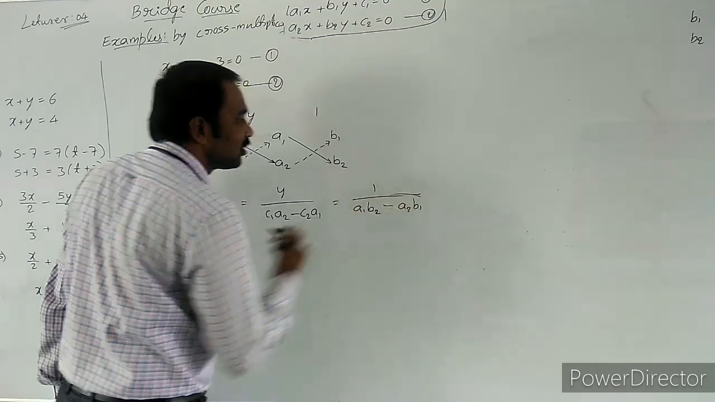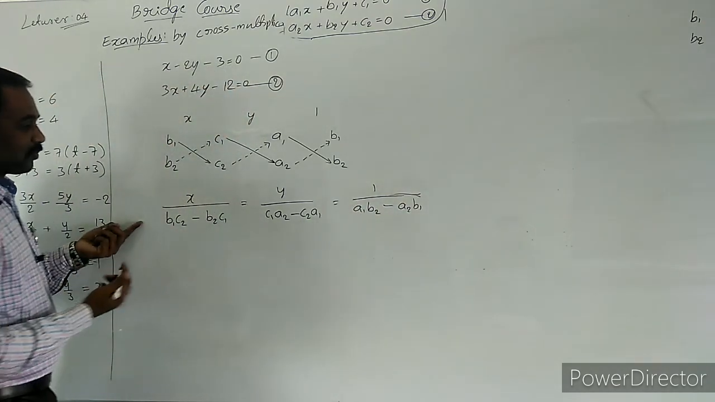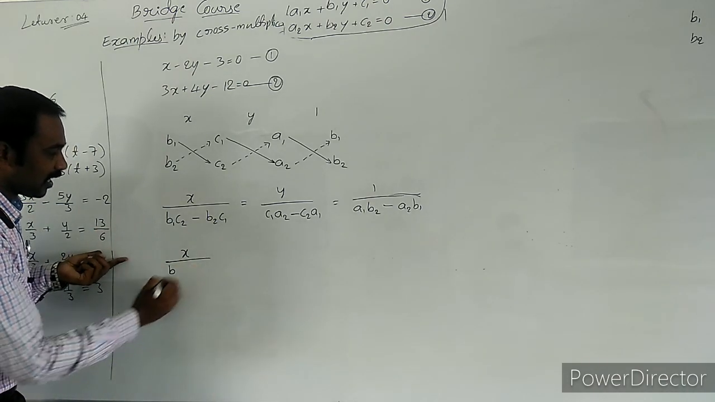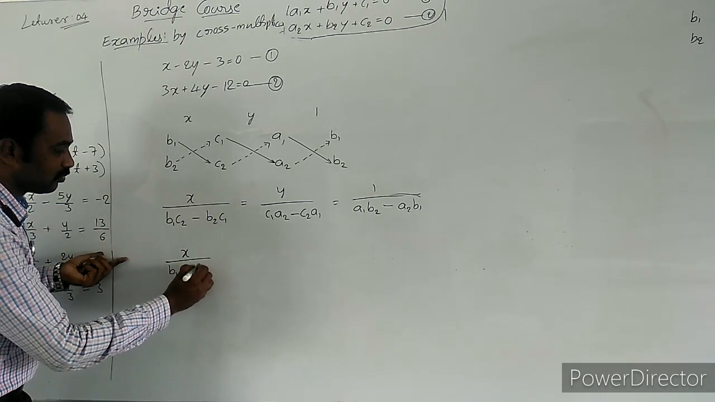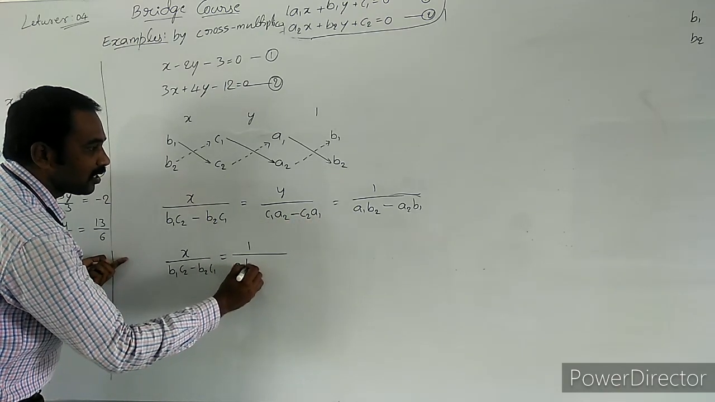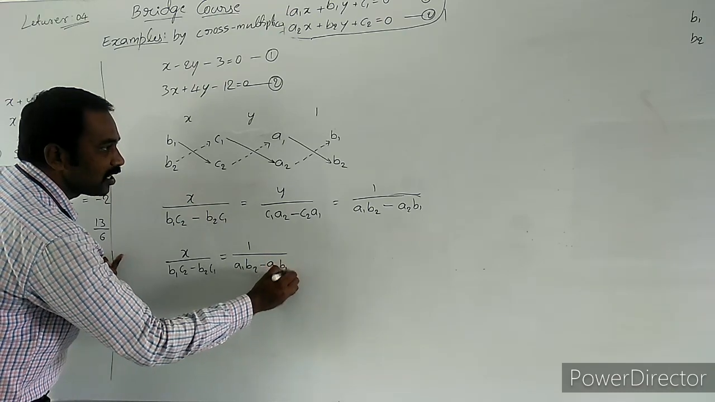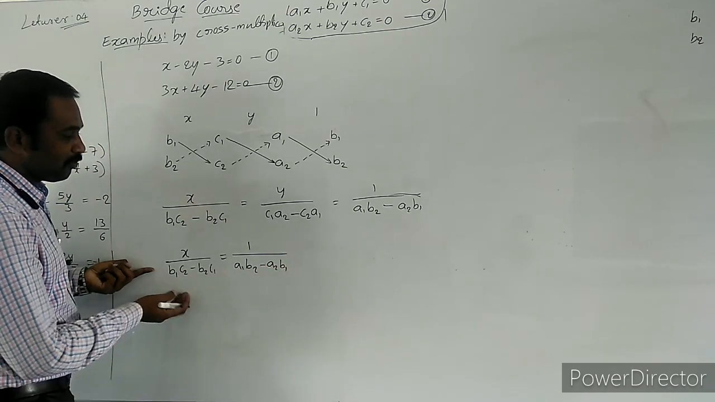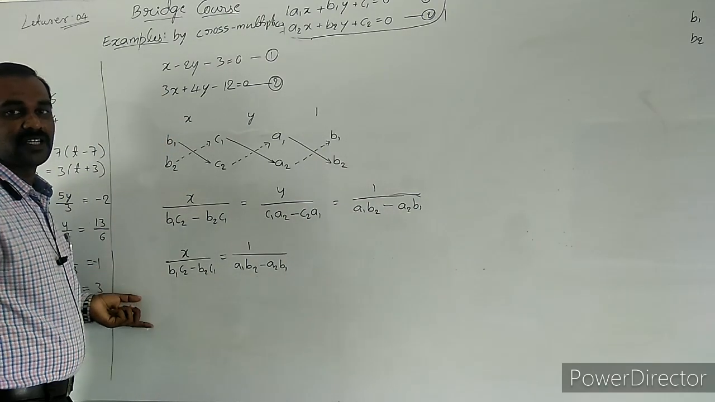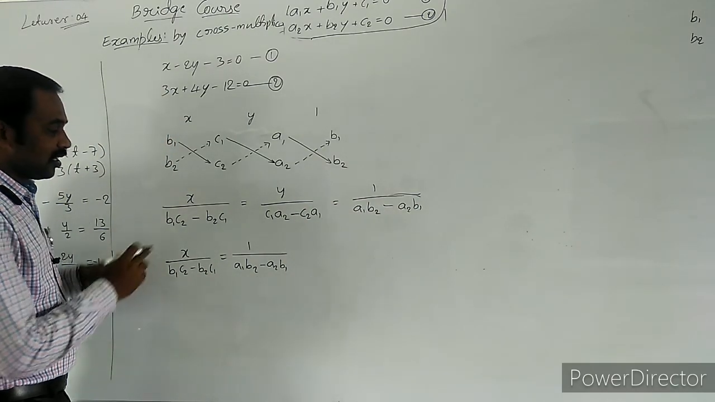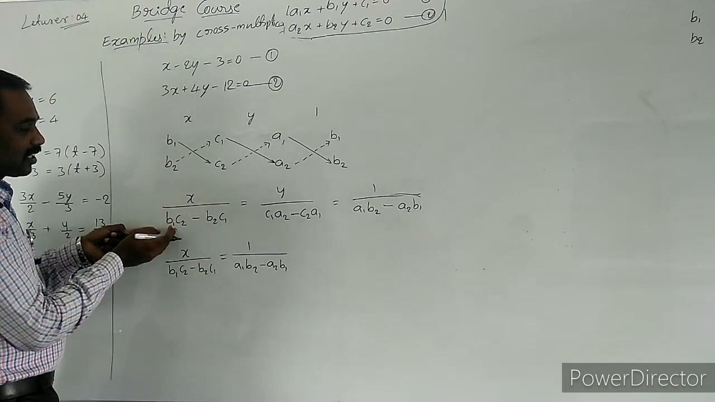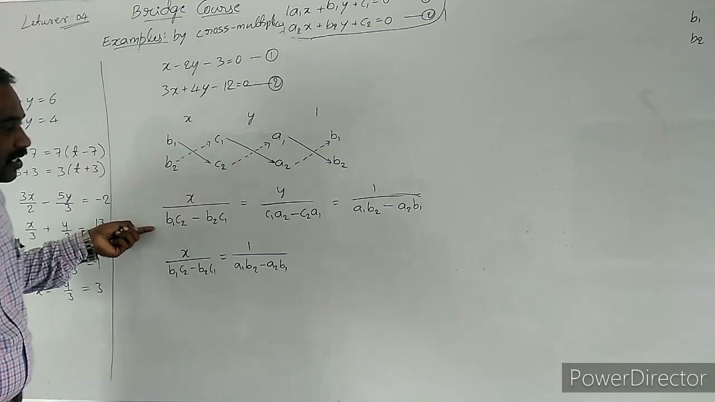Now replacing the values. Suppose you need the x value. Then I write x divided by b1 c2 minus b2 c1 is equal to 1 divided by a1 b2 minus a2 b1. Similarly, if you need the y value, this value is equal to this value. Afterwards, simplifying will give the answer. Instead of writing the general form, first I replace the coefficients. You will come to know it.